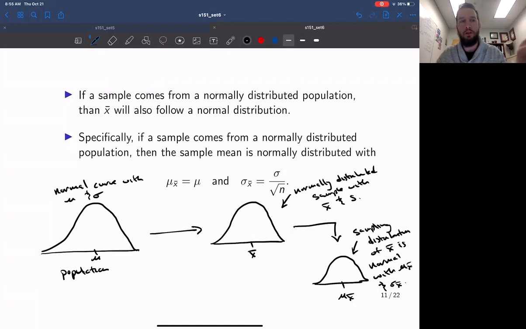But if the population distribution is normal, we end up with a sampling distribution that's normal. Yes, okay, that is true. So the formula tells us that the mean of the sampling means is the population mean. So that is true, yes.